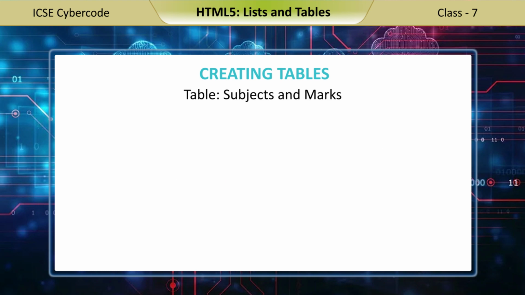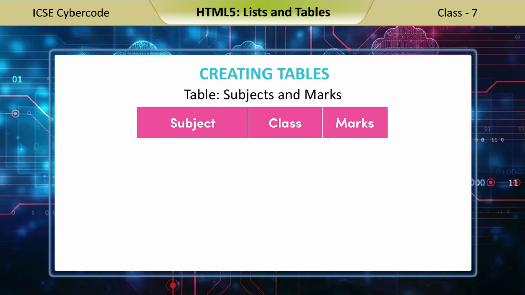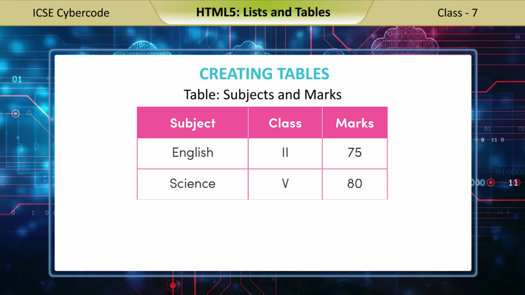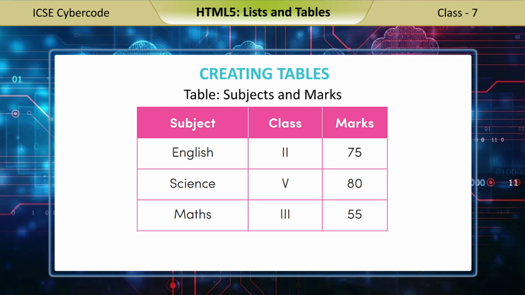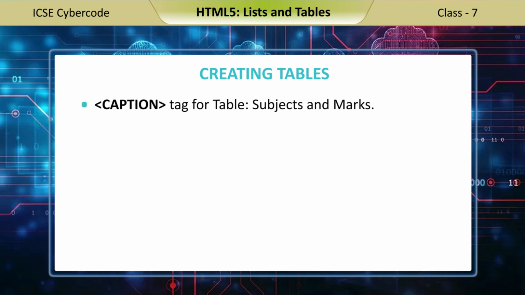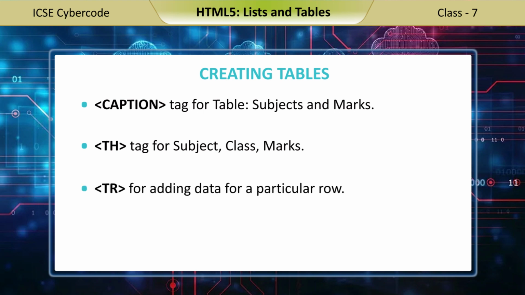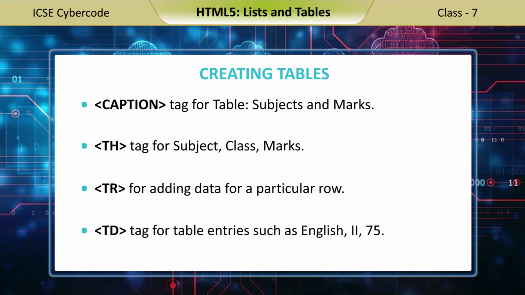Table, subjects and marks. Subject, class, marks. English, 2nd, 75. Science, 5th, 80. Maths, 3rd, 55. Social Studies, 4th, 70. Caption tag for table, subjects and marks. TH tag for subject, class, marks. TR for adding data for a particular row. TD tag for table entries such as English, second, 75.